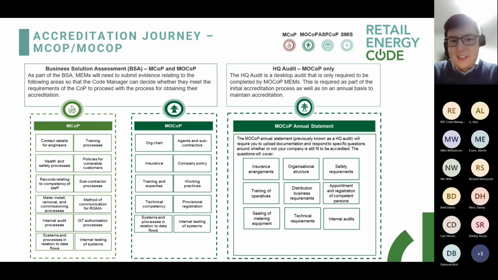For both the BSA and the MOCOP HQ audit, the whole review process is similar to what we've discussed before, in that you'll submit evidence, we'll review it, and then we'll either respond with follow-ups or pass your application to the next stage. So it's similar, but with metering-specific questions. So that's MCOP and MOCOP for gas and electricity.